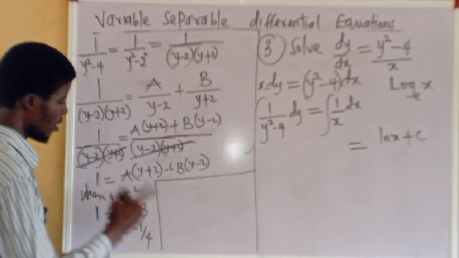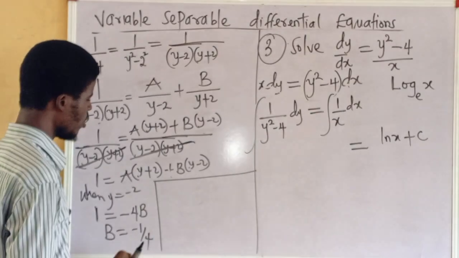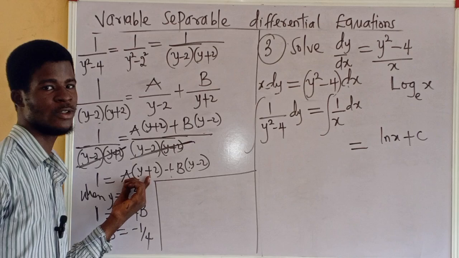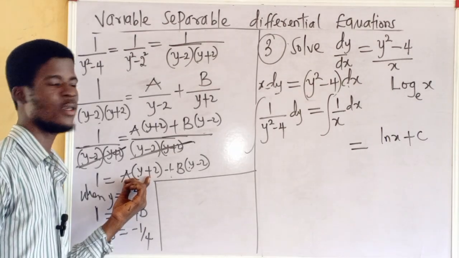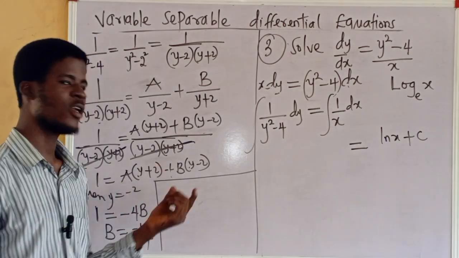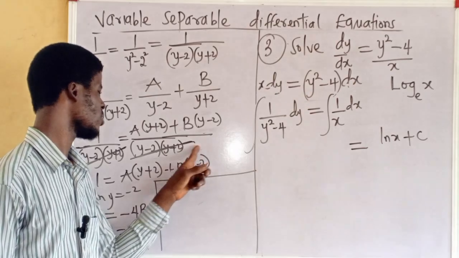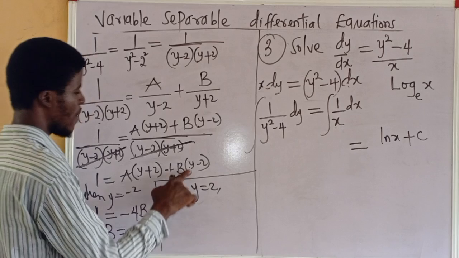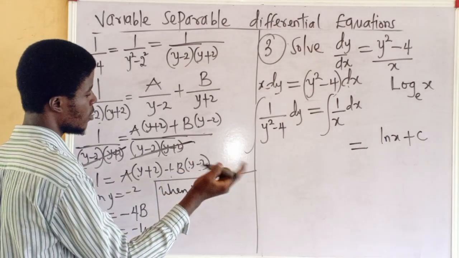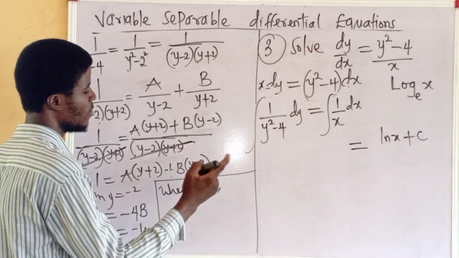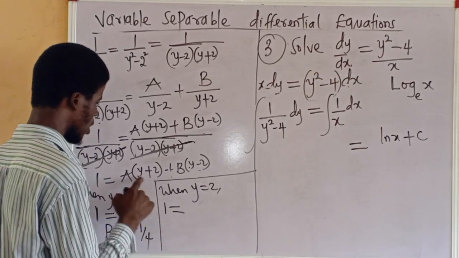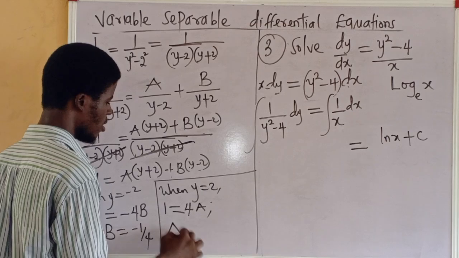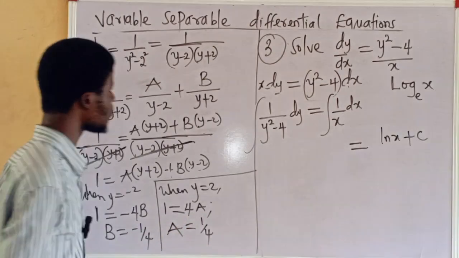Okay, let us get a. We chose the value of y to make this entire expression disappear. So what value of y are we going to choose now to make everything here 0? When y is equal to 2, if I put 2 here, 2 minus 2 is 0. So everything here becomes 0. We are now having 1 equal to 2 plus 2 is 4, 4 times a, 4a. So from this now, a is equal to 1 all over 4.